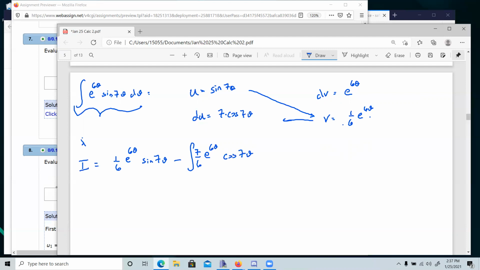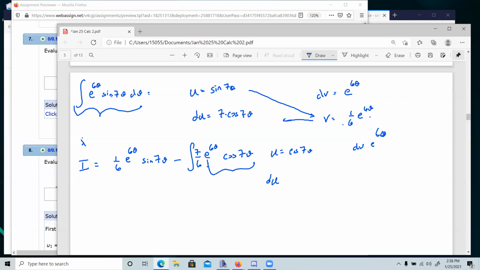You say, oh joy, I've got to integrate this piece now. Now I'm in the same bind as I was before. Well, let's just crank it through. Maybe something will happen where it gets kind of nice. Okay, so u is equal to cosine 7 theta. Don't mix and match these now. You picked dv to be e to the 6 theta. You're stuck with it. If you go back, you'll end up with something like 0 equals 0, which is true, but not helpful.